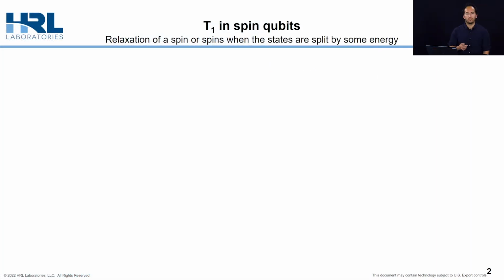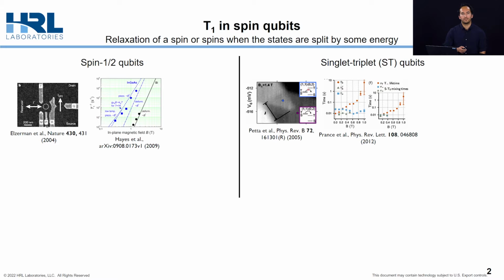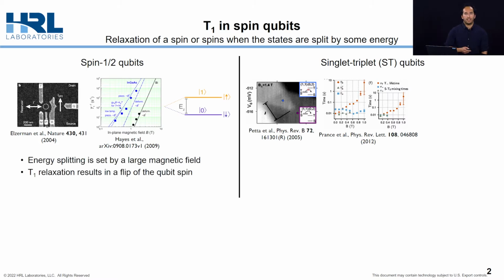Now, before a brief overview of T1 and spin qubit devices, let me first define T1. T1 in spin qubits is the relaxation time of spins when the spin states are split by some energy. And here are some of the early studies of spin T1 in gallium arsenide-based and silicon germanium-based quantum dot devices. In spin 1/2 qubits, the energy splitting is set by a global magnetic field, and T1 relaxation results in a flip of the qubit spin.